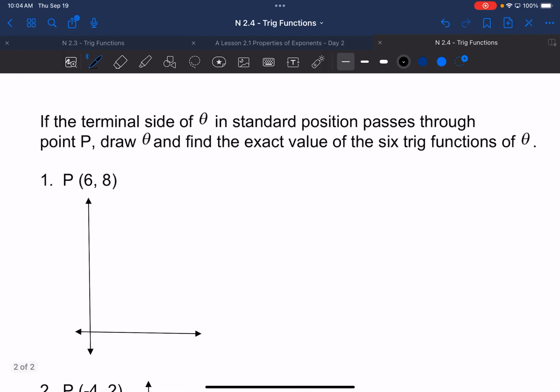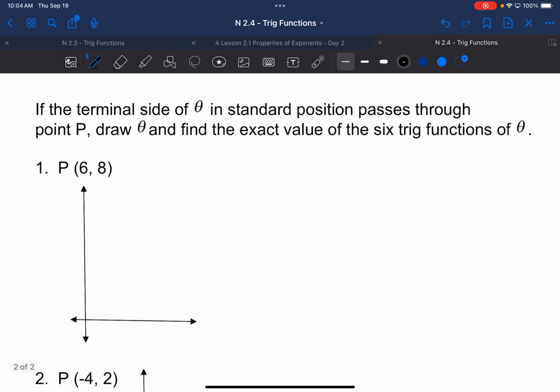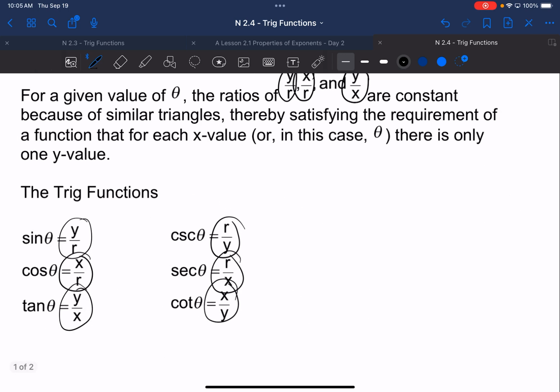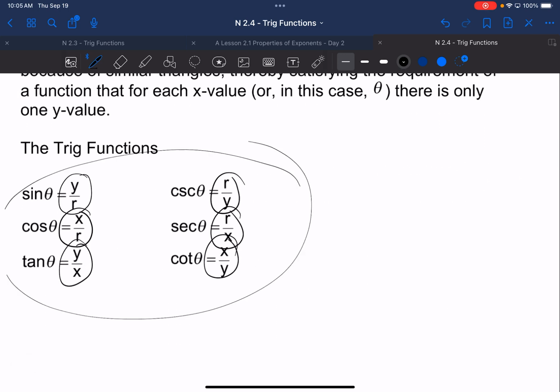It says here, if the terminal side of theta in standard position passes through the point P, draw theta and find the exact value of the 6 trig functions of theta. So really, when they say to find their value, all they want us to do is write these 6 ratios. Just tell us what the fractions would be. We're not actually putting anything in our calculator right now, all right?